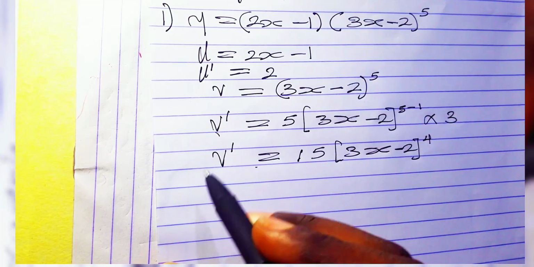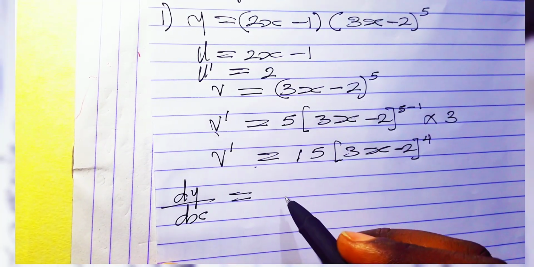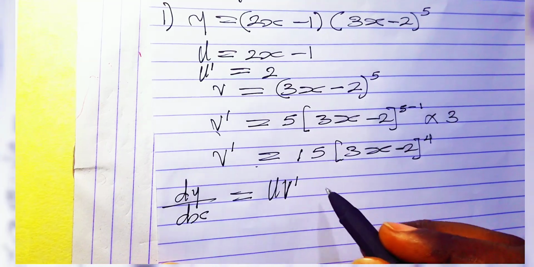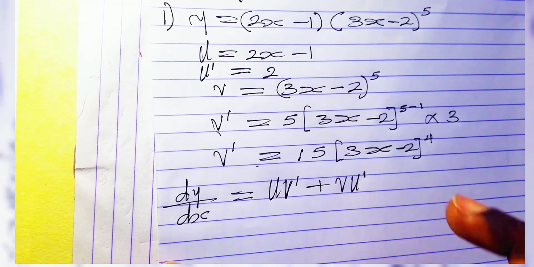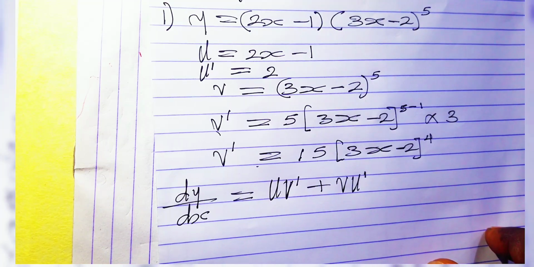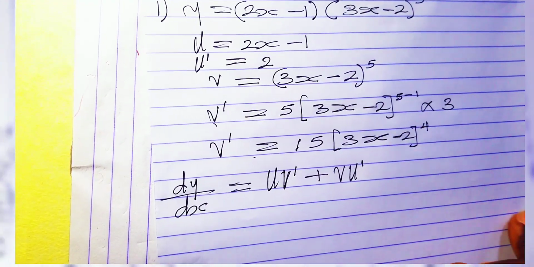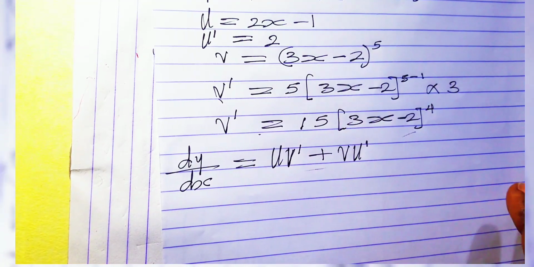And then we go for dy/dx. Don't forget that dy/dx is going to be what? The product rule: uv prime plus vu prime. I refer you to the last video I made on product and chain rules of differentiation part 1, where I discussed the product and chain rule extensively. Then let's apply this to get our answer.